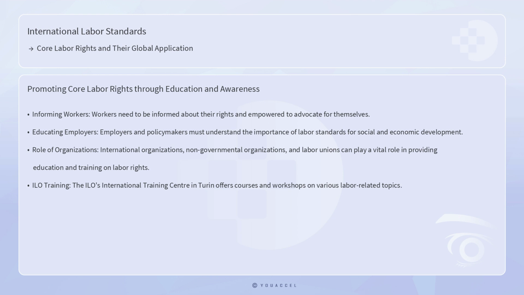International organizations, non-governmental organizations, and labor unions can play a vital role in providing education and training on labor rights, as well as monitoring and reporting on labor conditions. For example, the ILO's International Training Center in Turin offers courses and workshops on various labor-related topics, helping to build the capacity of labor stakeholders worldwide.